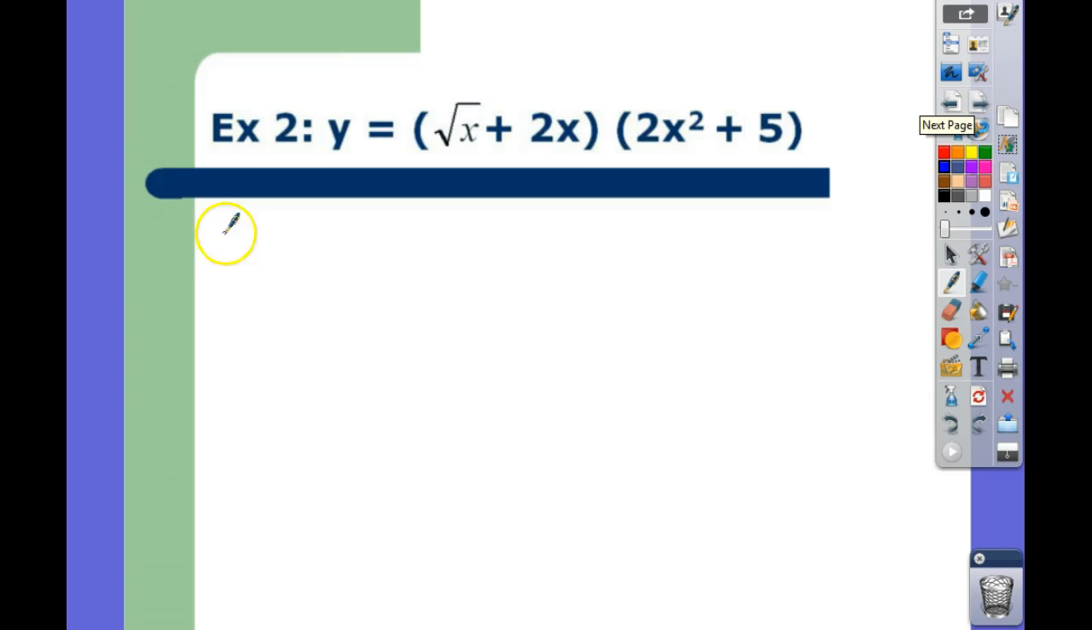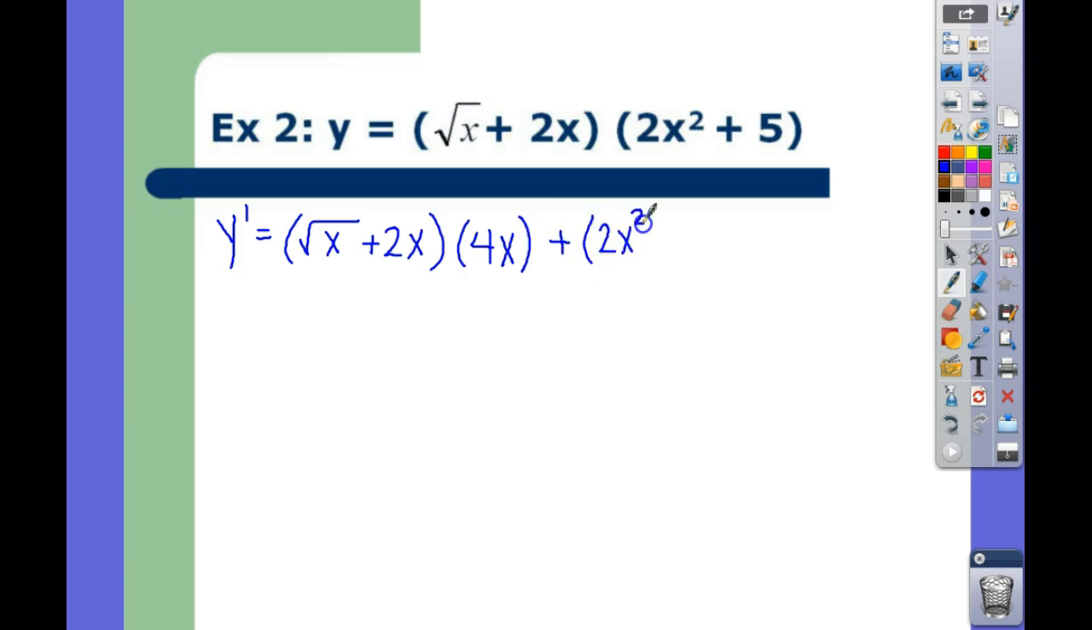First times derivative of the second plus second times derivative of the first. So the first is the square root of x plus 2x. Do you see why foiling a square root would not be fun? So first times derivative of the second, derivative of 2x squared is 4x, plus 2x squared plus 5 times the derivative of the square root of x. So we did that yesterday. Keep it simple until we totally simplify. So 1/2 x to the negative 1/2 plus 2.